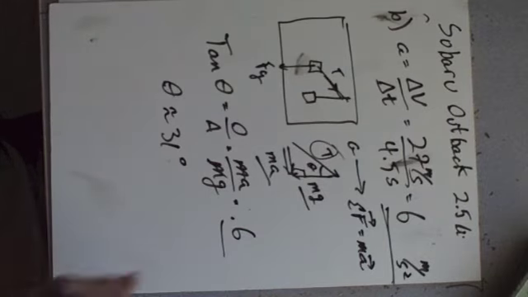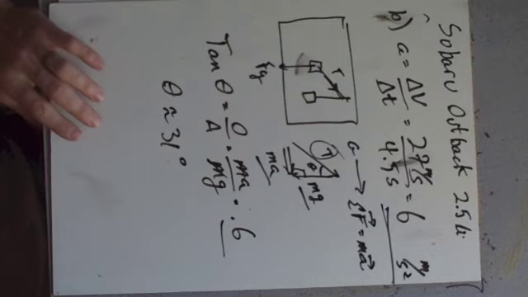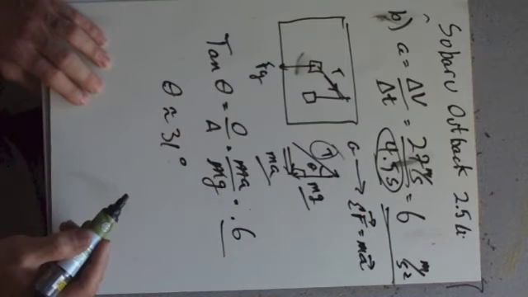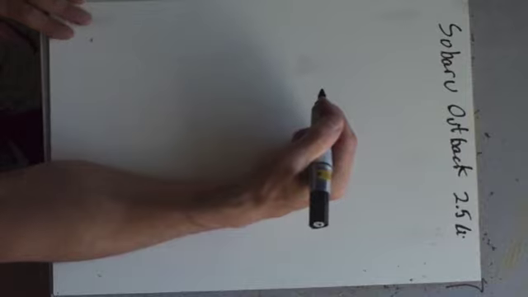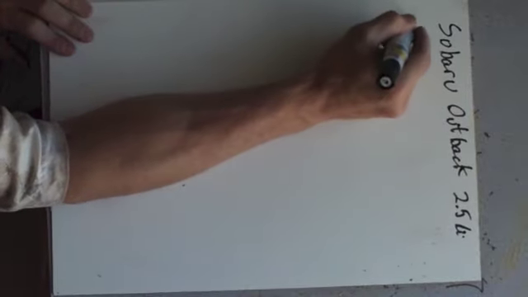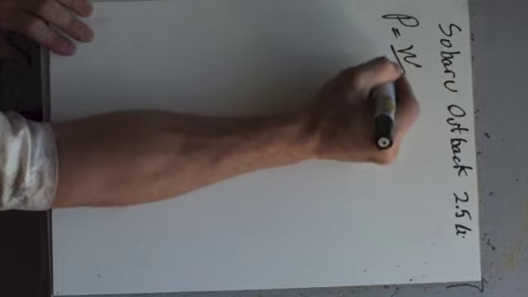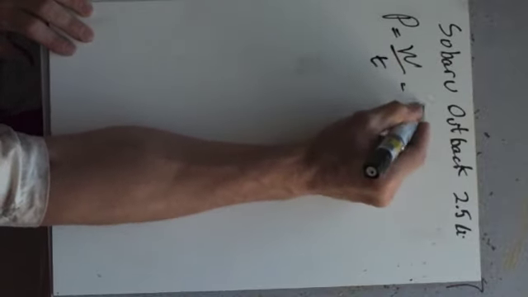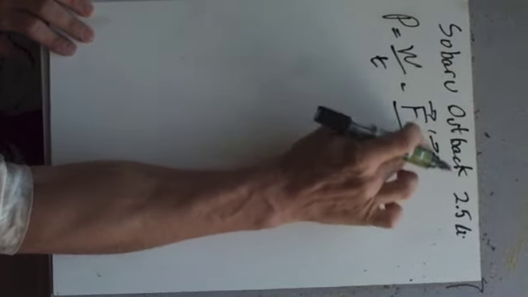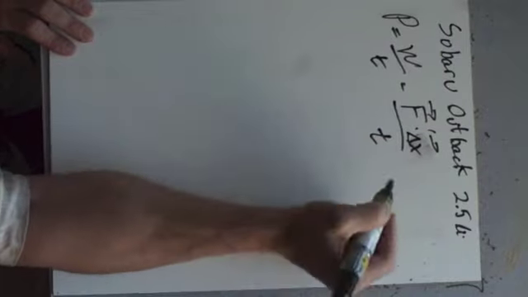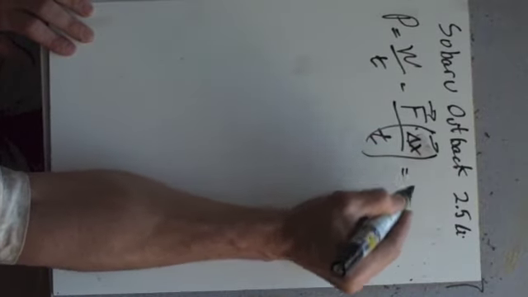Now, why is it that this 4.5 seconds is much less than the 9.7 seconds that the car actually takes to get to 60 miles an hour? And it's because we don't get that maximum power from our engine all the time. There's two things to consider. One is power is equal to the rate of work, so work divided by time. Work is force times displacement, divided by time. And displacement divided by time is velocity.